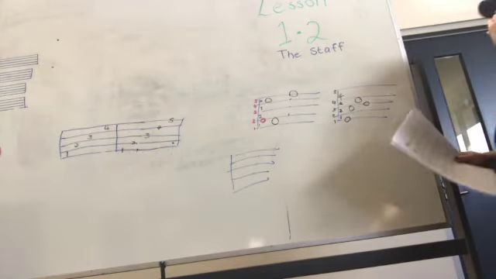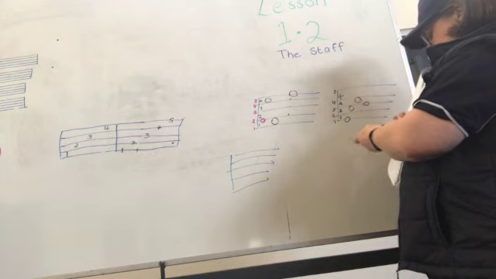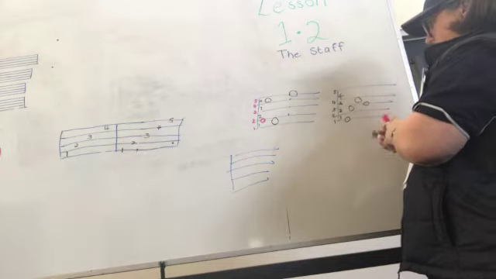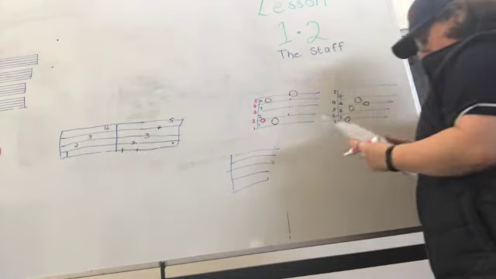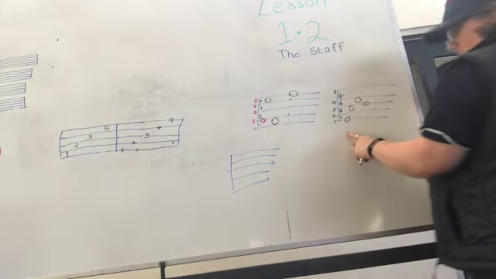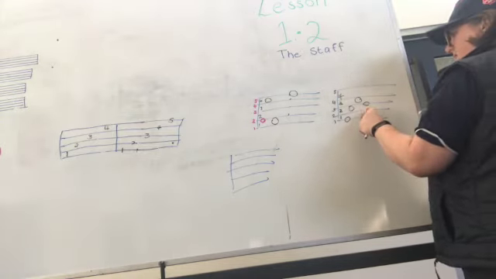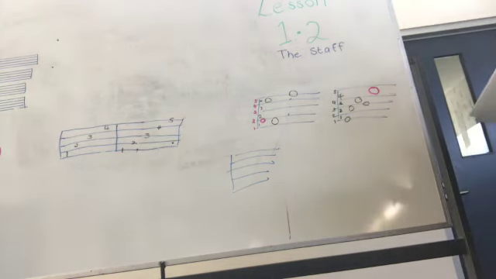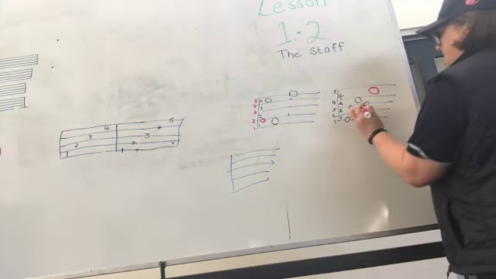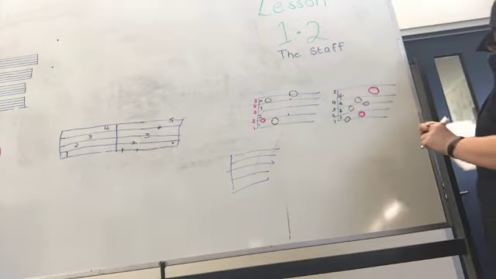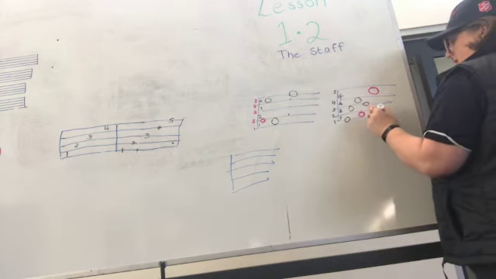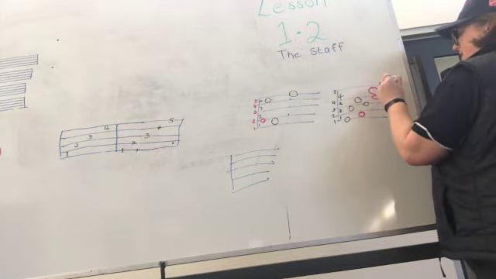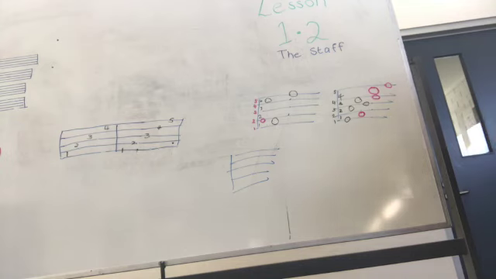Okay, and the last lot on that page says draw a note in space number 4. So we've got space number 1, space number 2, space number 3, this is space number 4. Draw a note in space number 1, which is there. Draw a note on line number 4. 1, 2, 3, 4. There's our line number 4. And draw a note on line number 5. And that's our line number 5.